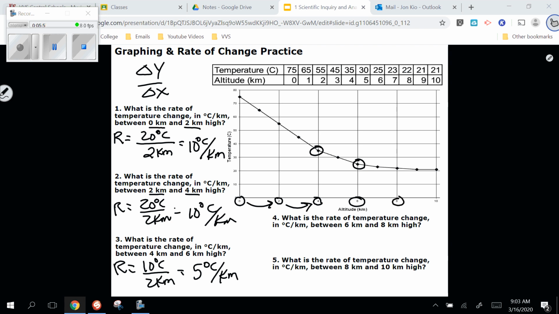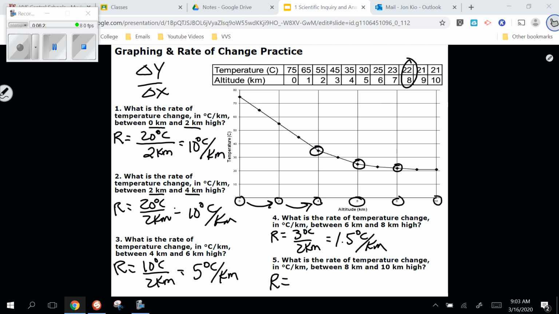Okay. 8, looks like 22 there. If you want to check it, there's your 8, 22, okay? So now we've got 3 degrees over 2 kilometers. It's going to be 1.5 degrees per kilometer. Notice our rate is getting smaller as our slope is getting more gentle.